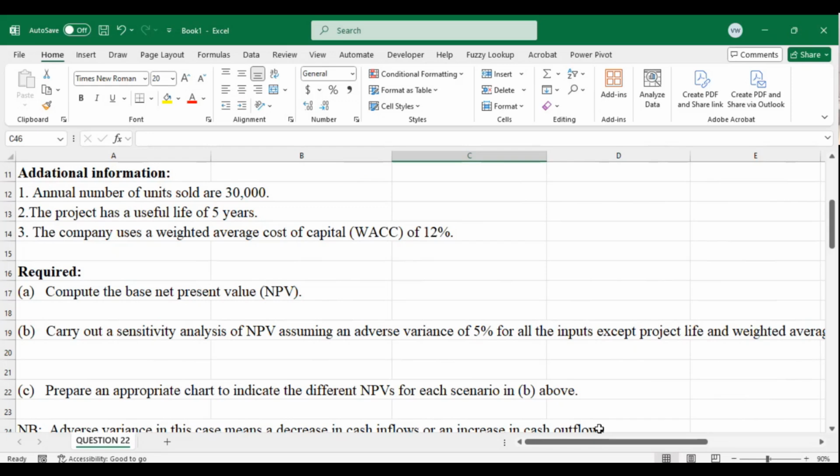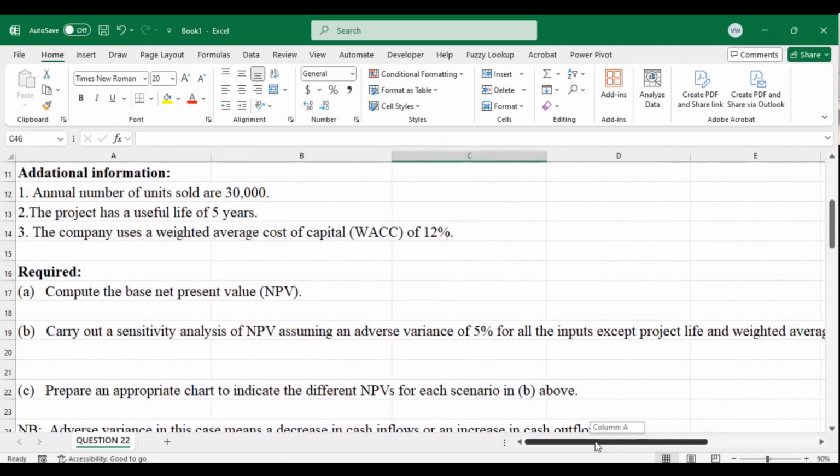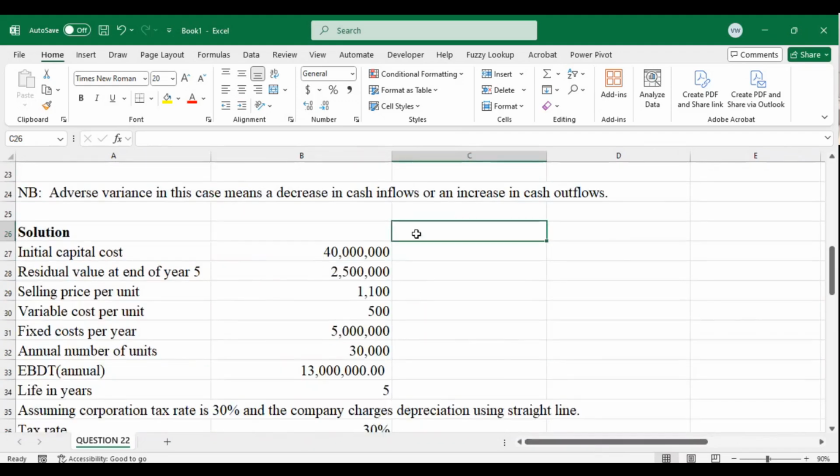So if that is the case, then we have to change all those variables adversely by 5%. But the only thing that will not change is the life, which will remain to be 5 years, and the weighted average cost, which will remain to be 12%. So let's talk about the adverse change in variables.